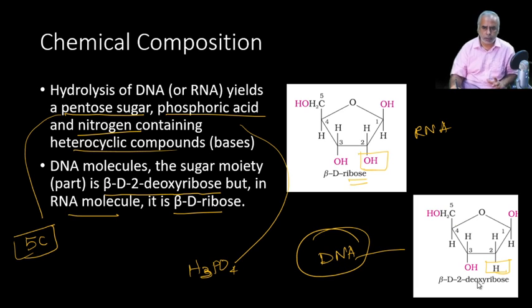Are you able to understand this? Right. And why is it called D2? D represents the dextro structure, and 2 represents that in the second position, the oxygen is left out here. Do you understand this point? Right.